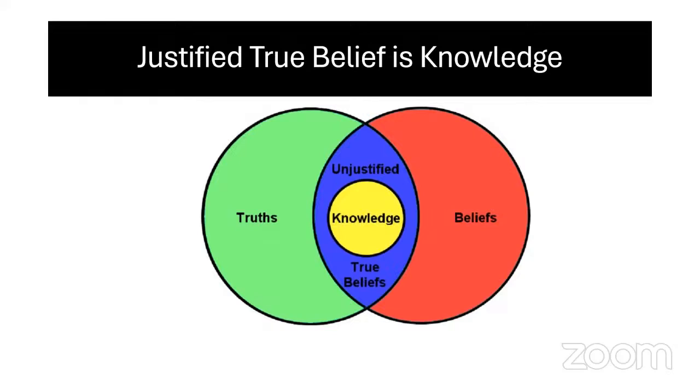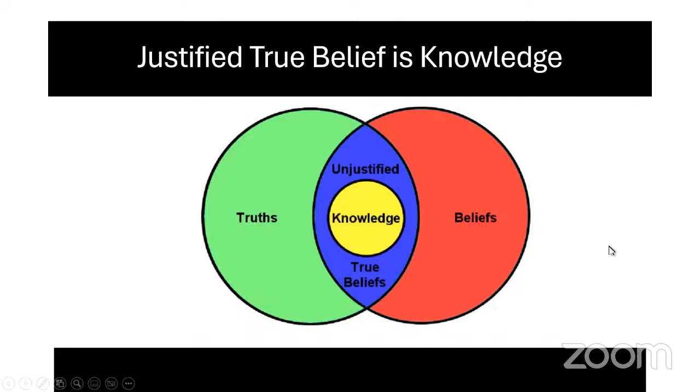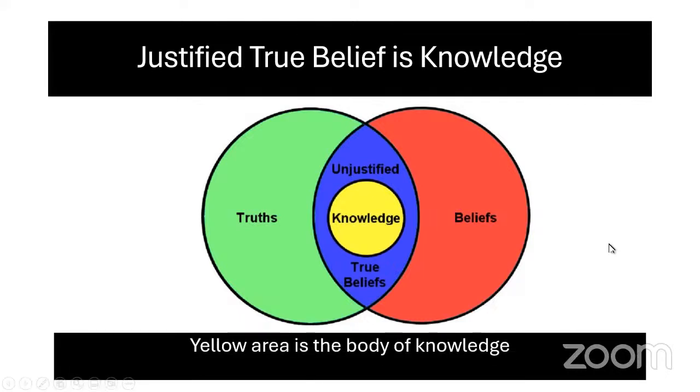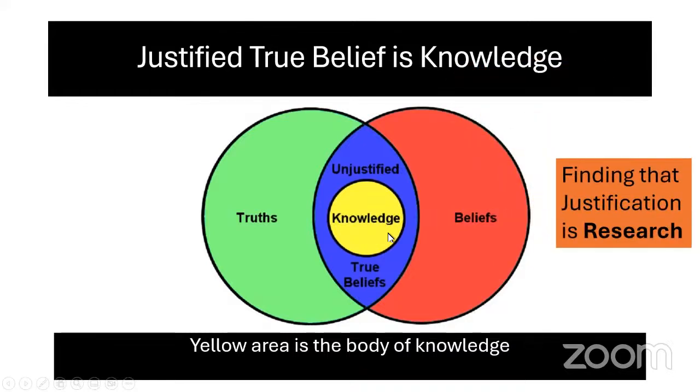Okay, why in this research webinar am I talking about knowledge? Because this yellow area is actually the body of knowledge, and research is finding that justification, this justified true belief. You have to work and find it. So when you find the true belief, this is called knowledge. And for that, research comes.